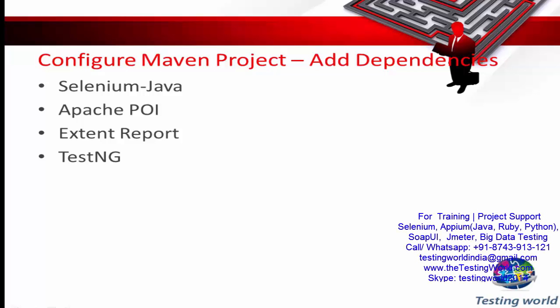So in this session, we are going to configure a Maven project and add all the basic dependencies. These are the minimum set of dependencies which are required for the data-driven framework. We need to add Selenium Java library, Apache POI, which is for reading and writing data to the Excel sheets, Extent Report, which is for generating reports, and TestNG. So these are the basic set of libraries which are required.